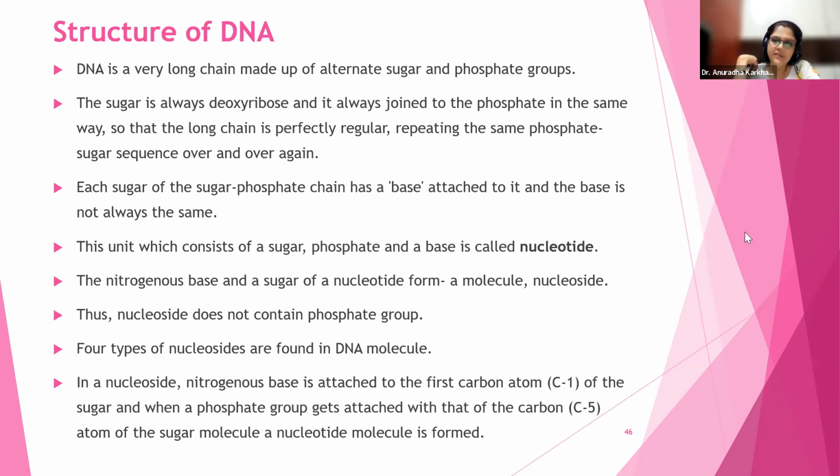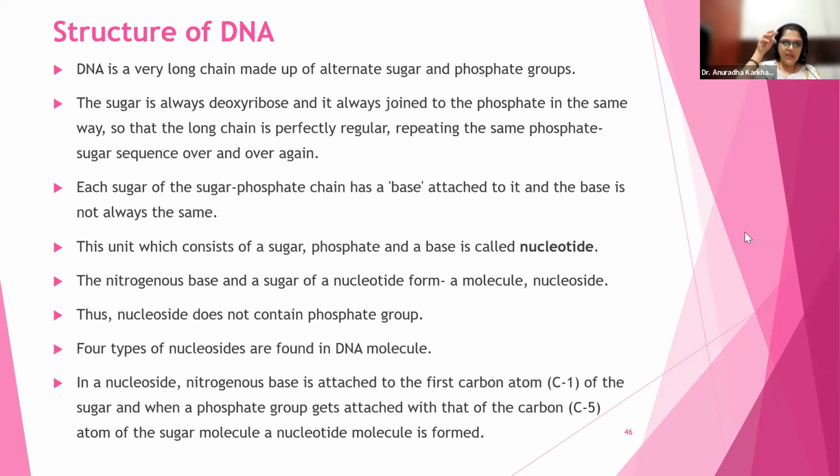Okay, so I'll just show you with the help of a diagram how it looks like. It's very simple, it's very easy. Just see, each sugar of the sugar phosphate chain has a base attached to it. Base मतलब कौन सा? Nitrogen base. Because it's DNA, because we're talking about deoxyribonucleotide, there are 4 bases: A, T, G, C. Adenine, thymine, guanine, cytosine. A, T, G, C.